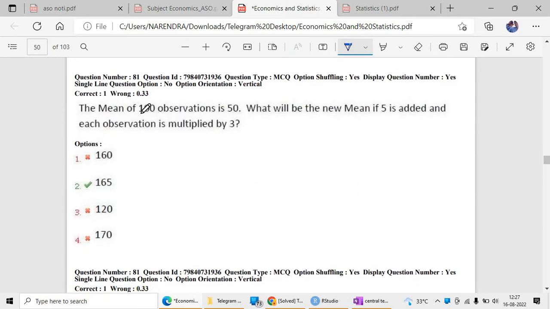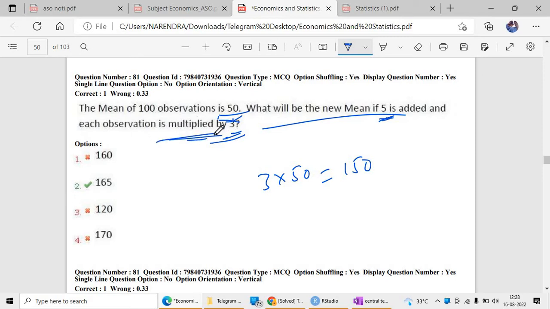So the mean of 100 observations is 50. Then what will be the new mean if 5 is added, and each observation is multiplied by 3? See the question properly. They are saying the mean of 100 observations is 50. What will be the new mean if 5 is added, and each observation is multiplied by 3? Now, no doubt 3 into 50 will come 150. They are saying that each observation we are multiplying by 3.